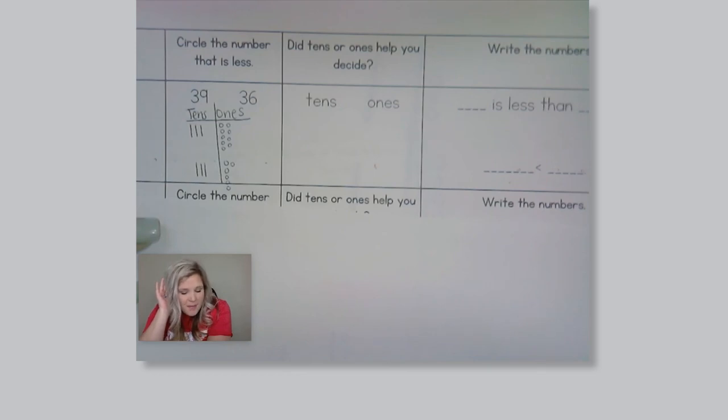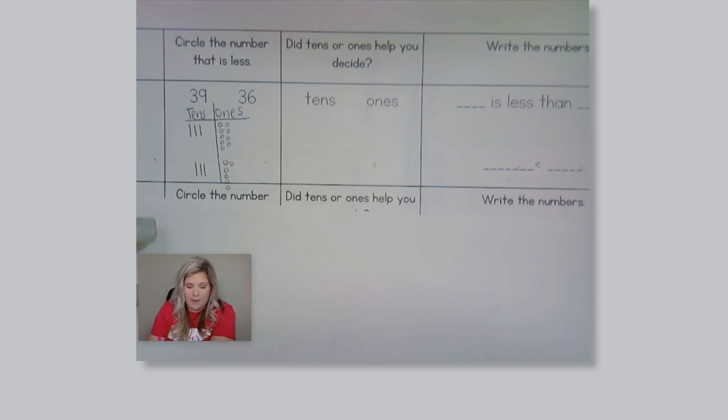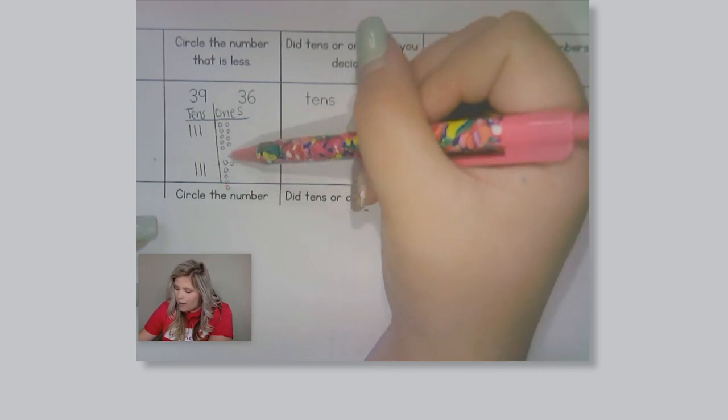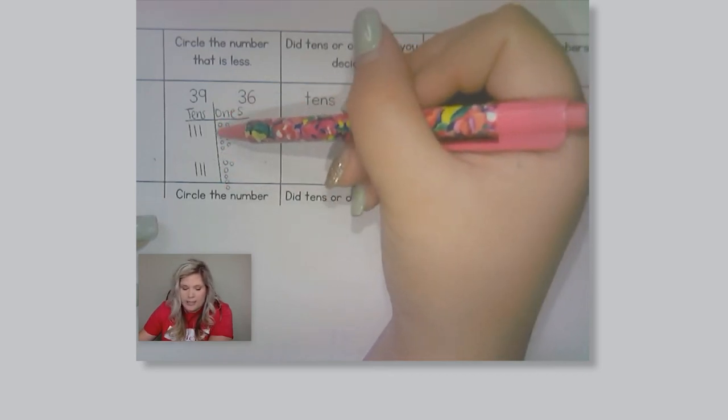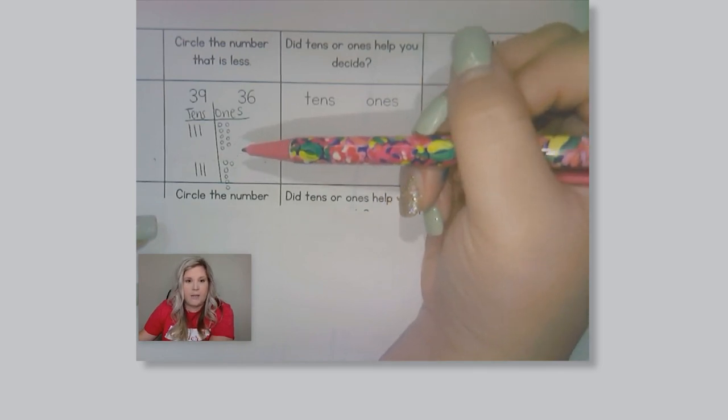Absolutely. Both numbers have 3 tens in them. And if the tens place is the same, we're going to look at the ones place. I can now compare the ones to find which one has less or fewer. That number is going to be the least number. The number 36 has less ones than the number 39. That means that 36 is less than 39.